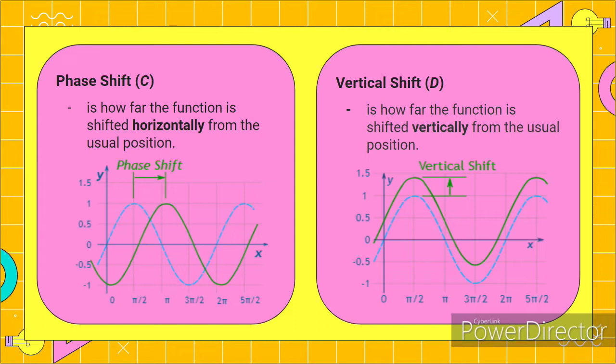Basically, phase shift is either it shifts to the left or to the right, and vertical shift is either upward or downward. The phase shift is positive if it is to the left and negative if it is to the right. Let us now try and solve some examples.